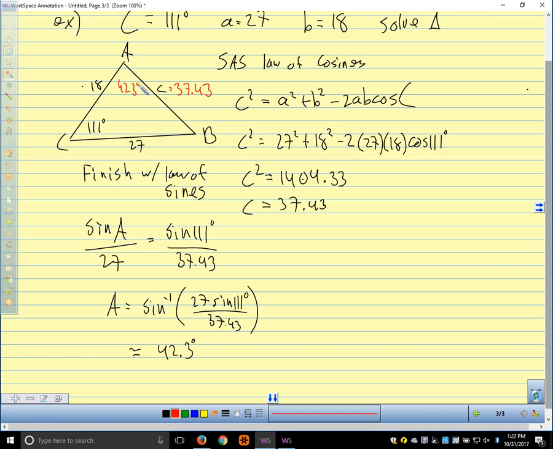And then we can subtract from 180 to get that angle B is 26.7. All right, questions there? You need to remember the law of cosines formula.